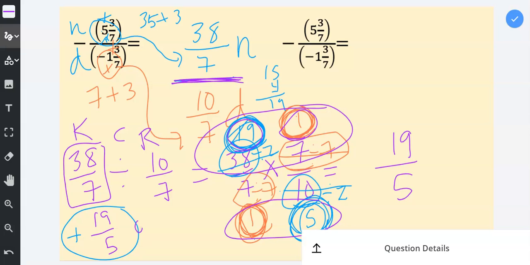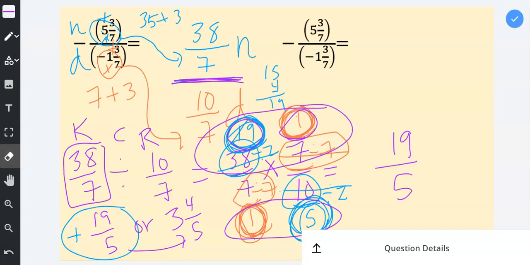Or think about it. How many times does 5 go into 19? Well, 5 times 3 is 15. And the difference between 19 and 15 is 4, so we have a remainder of 4, and then the denominator stays the same.